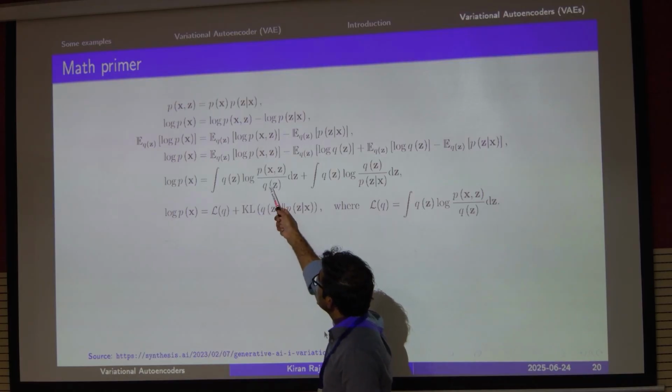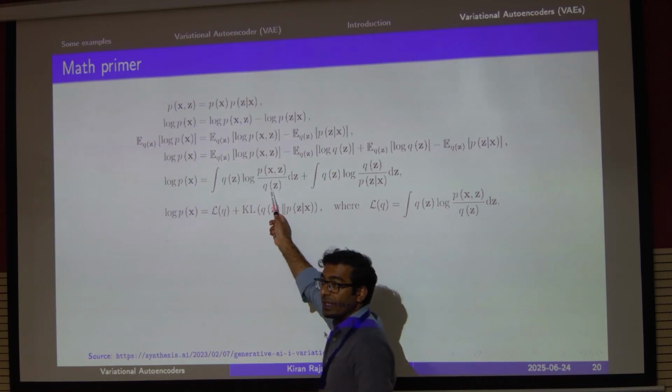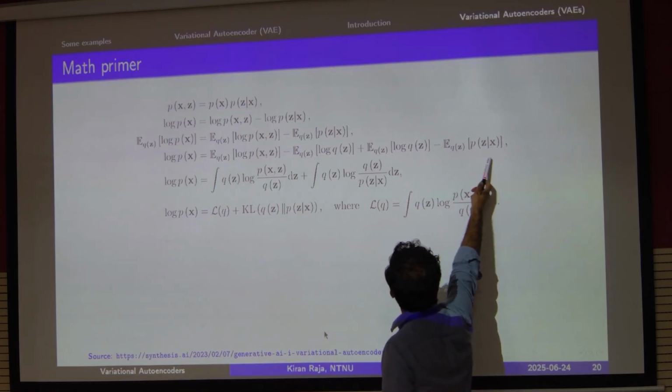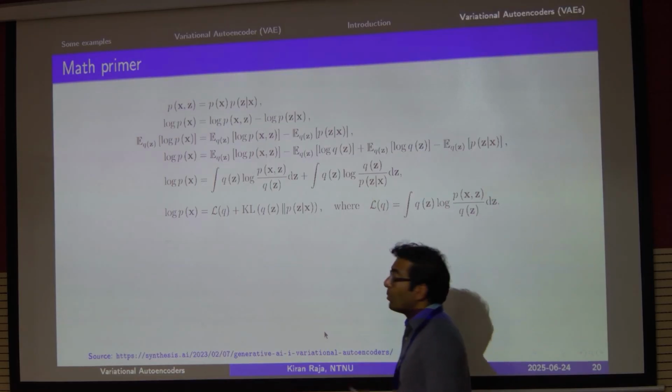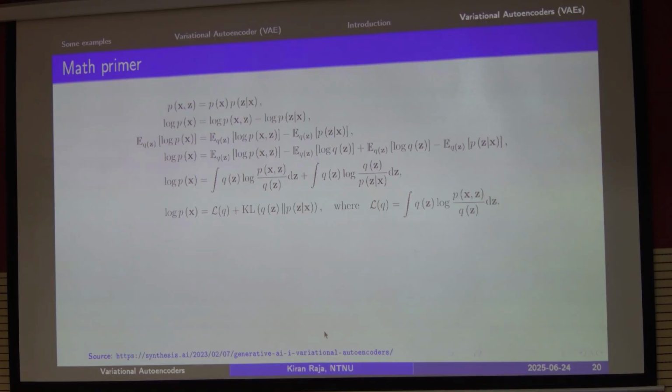So now what happens is that this becomes log of x of z divided by q of z, and then on this side, this q of z divided by p of z. So what I'm trying to do is I'm trying to separate out the things that are not relevant for me and try to find out the things that are in my control.